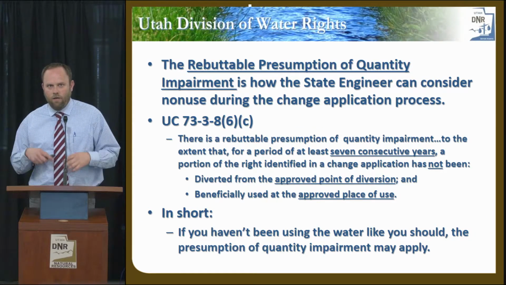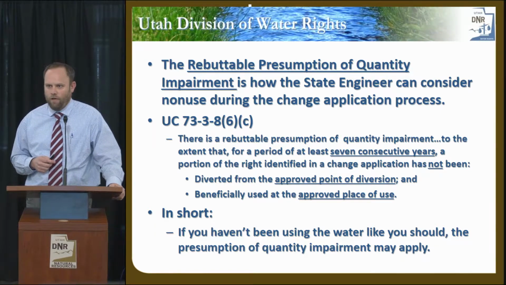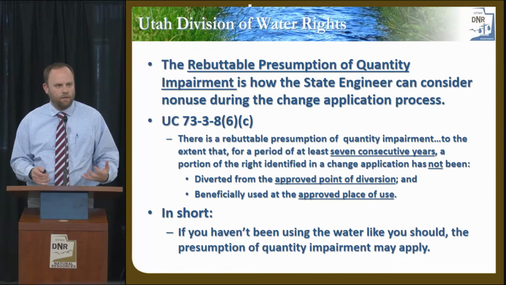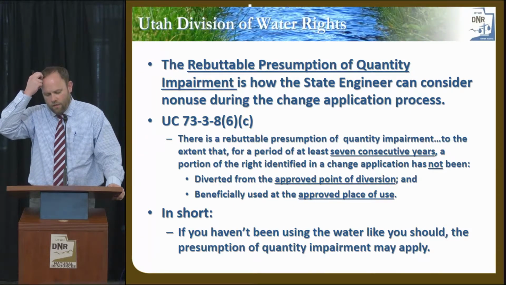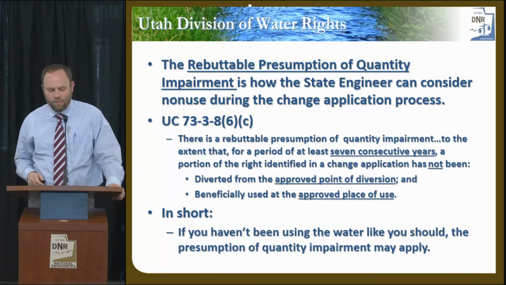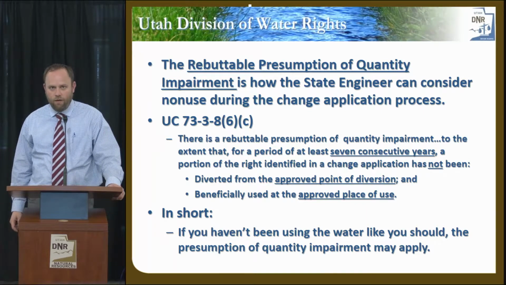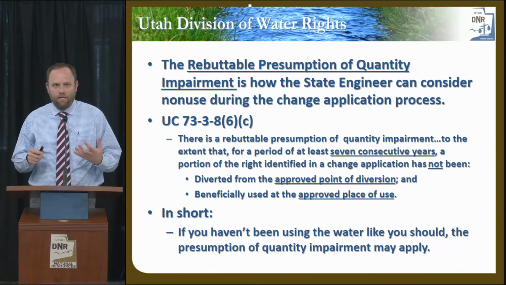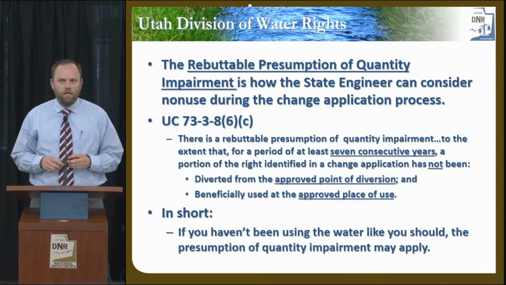All right, so we'll try and develop this B type a little bit more now. I hope you do understand the A type now. Now we're gonna build on this B type. So under what conditions? I gave a little spoiler about what the condition was, but under what conditions is there a rebuttable presumption of quantity impairment? Well, this is how the state engineer can consider non-use during the change application process. So let's make it even more boring.